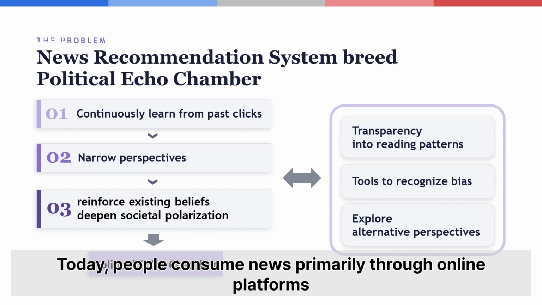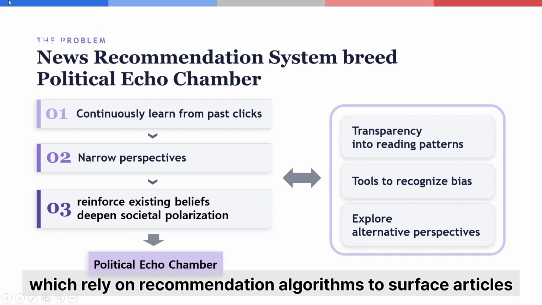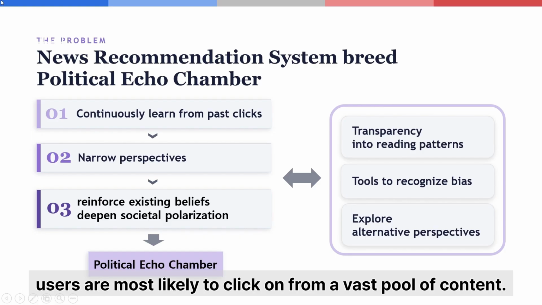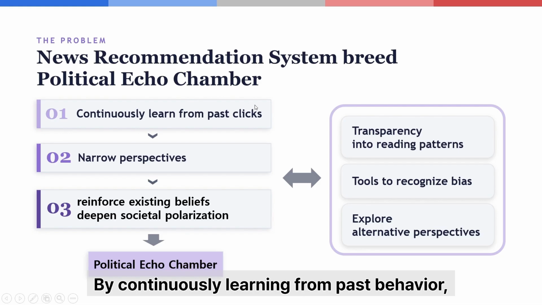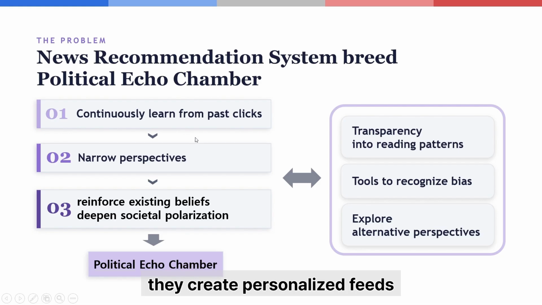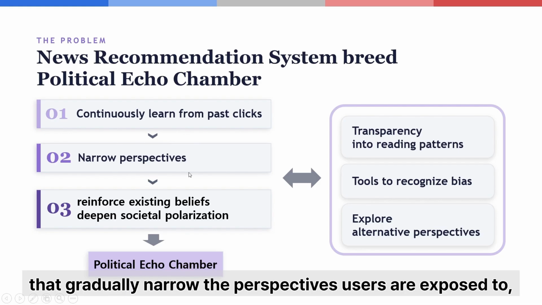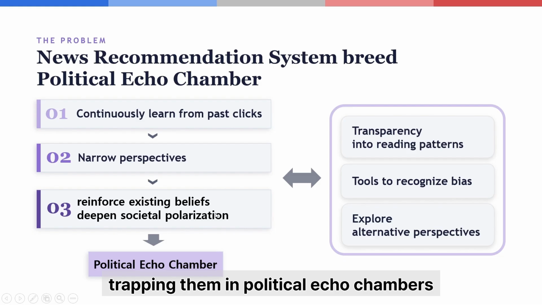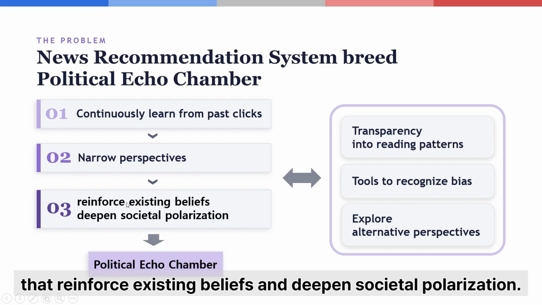Today, people consume news primarily through online platforms, which rely on recommendation algorithms to surface articles users are most likely to click on from a vast pool of content. By continuously learning from past behavior, they create personalized feeds that gradually narrow the perspectives users are exposed to, trapping them in political echo chambers that reinforce existing beliefs and deepen societal polarization.